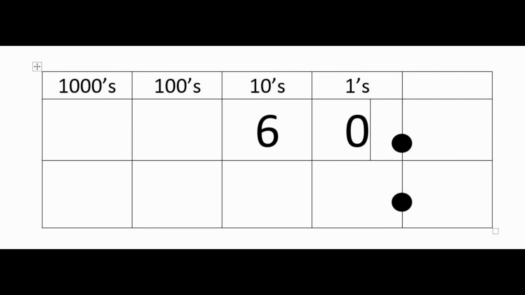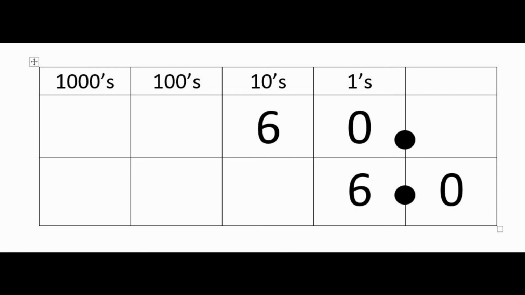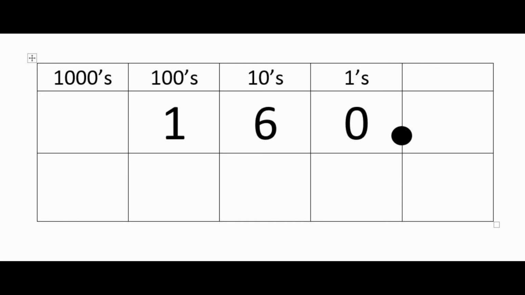So this time we've got 60. 60 divided by 10. So all the numbers move one column to the right in our place value or mentally in your head. So this becomes 6 or 6.0.